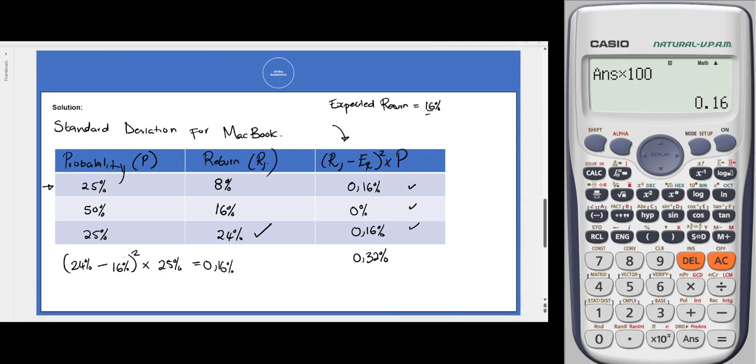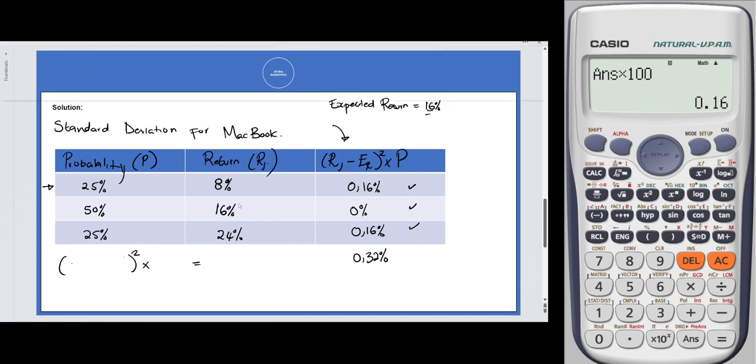Can you please repeat the one with the 0%? All right, the second one. Yeah, that's good that you asked. Okay, guys, remember the formula says return minus expected return. So what is our return? It's 16%.